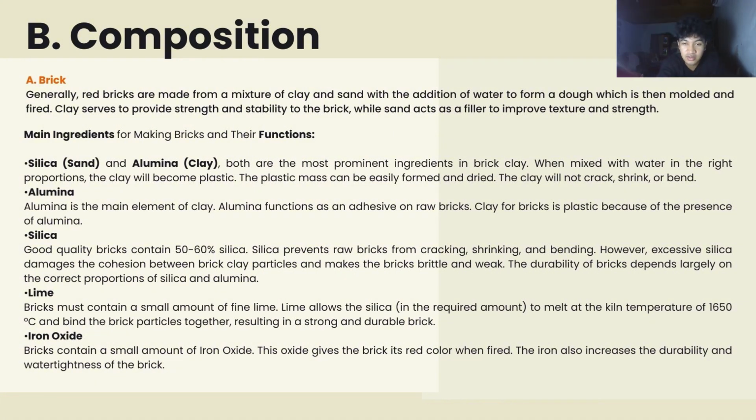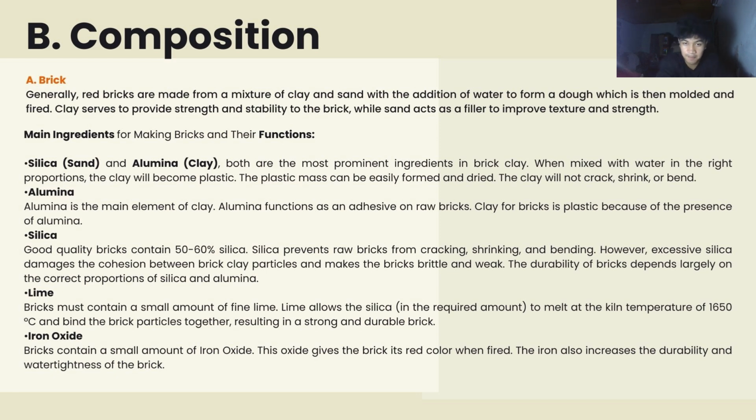And move to silica. Good quality brick contains 50 to 60% silica. Silica prevents raw bricks from cracking, shrinking, and bending. However, excessive silica damages the cohesion between bricks and clay particles and makes the bricks brittle and weak. The durability of brick depends largely on the correct proportion of silica and alumina.